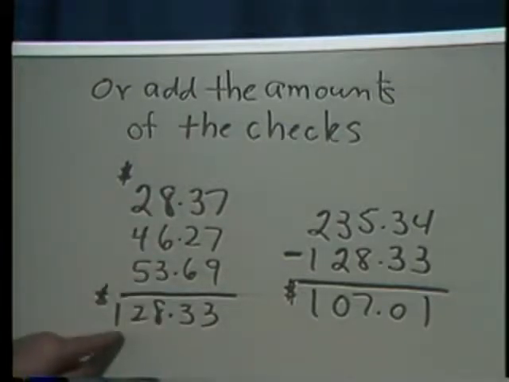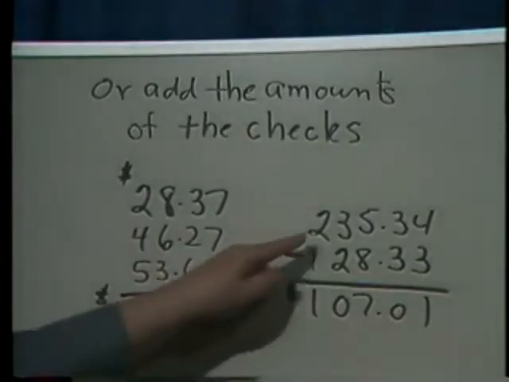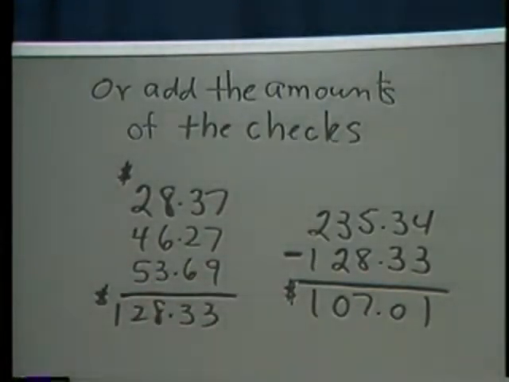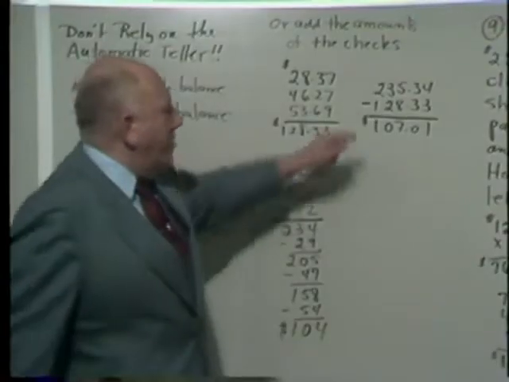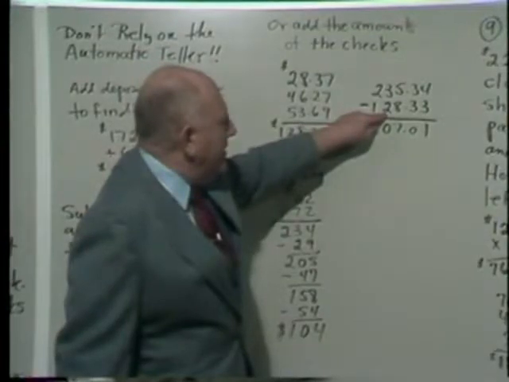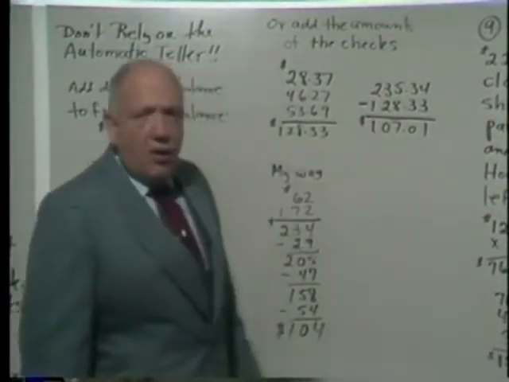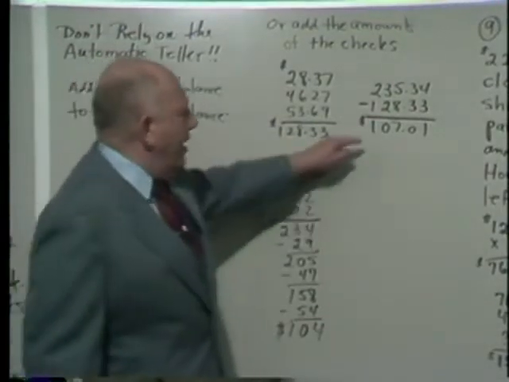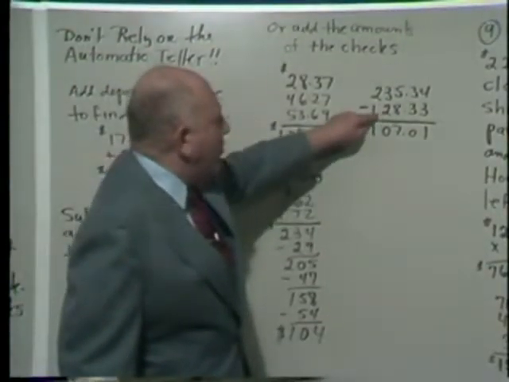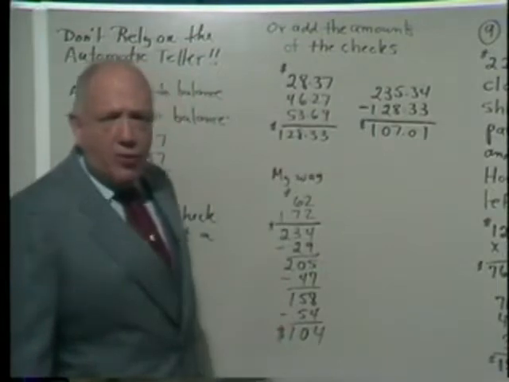Line up a decimal point, add the same as if the decimal point wasn't in here. Altogether, I'm spending $128.33. I had $235.34 in the account. So I subtract what I'm spending from what I already had left, and that difference must be what's left in the bank. In other words, if I take what's left, add that to what I've spent, that should add up to what's in there now.